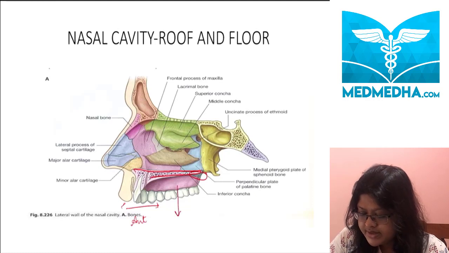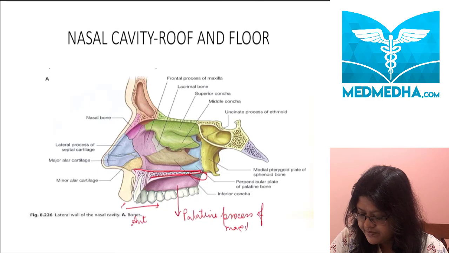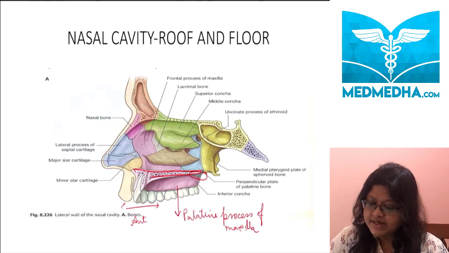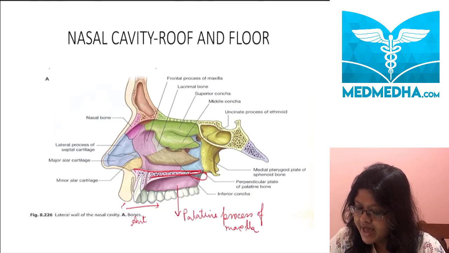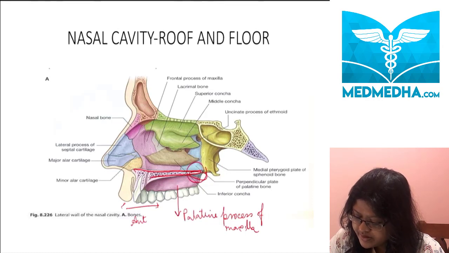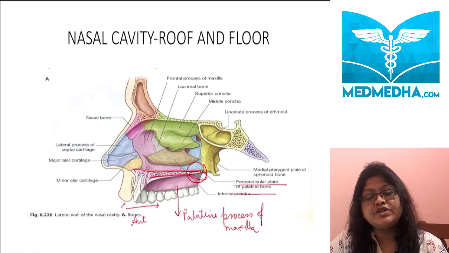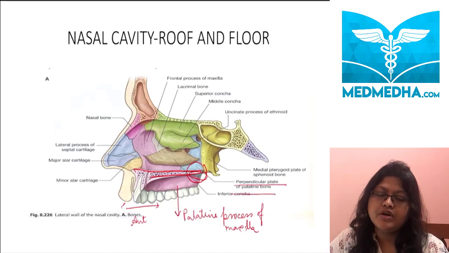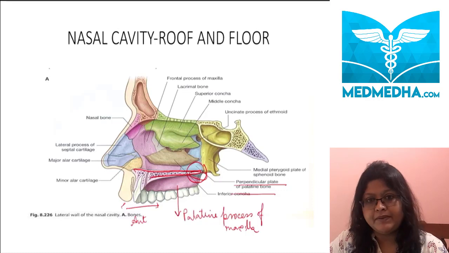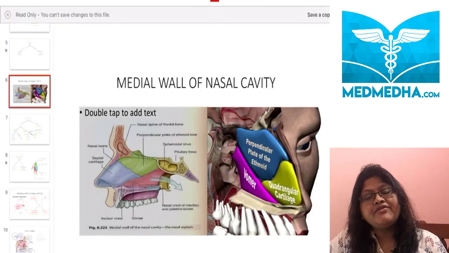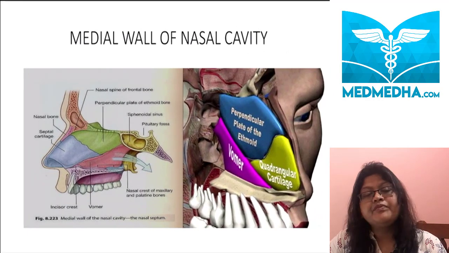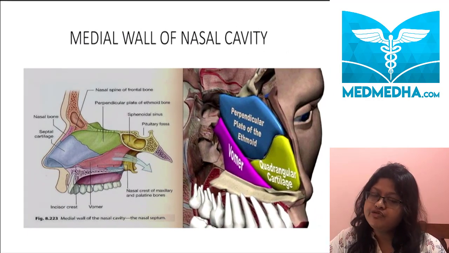So this pink one is the palatine process of maxilla. This is the palatine process of maxilla. And the floor posteriorly is formed by the perpendicular plate of the palatine bone. So we have done the roof and the floor.